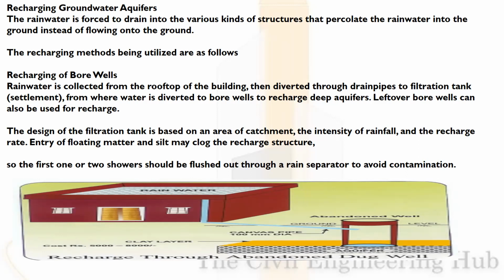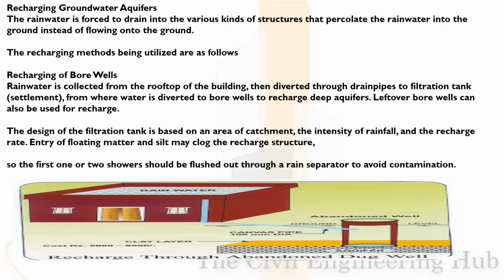Recharging groundwater. The rainwater that flows to drains is directed into various kinds of structures that percolate the rainwater into the ground instead of flowing over the ground. The recharging methods being utilized are as follows. Recharging of borewell. Rainwater collected from the rooftop of the building is diverted through the drain pipes to a filtration tank, from where water is diverted to the borewells and ponds, etc. Leftover borewells can also be used for recharge.